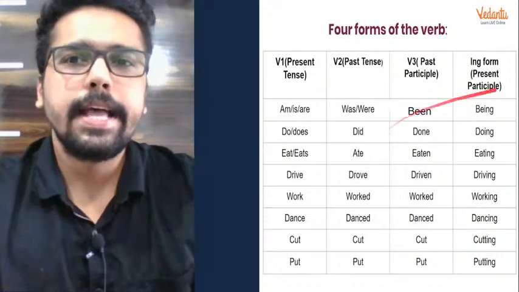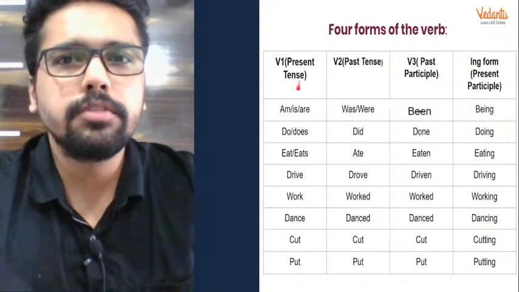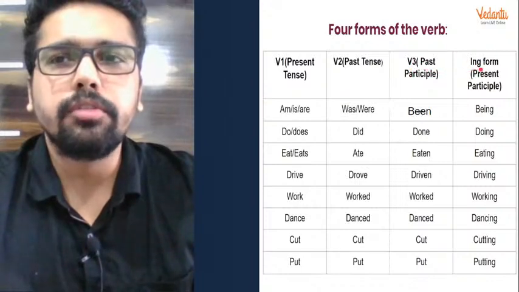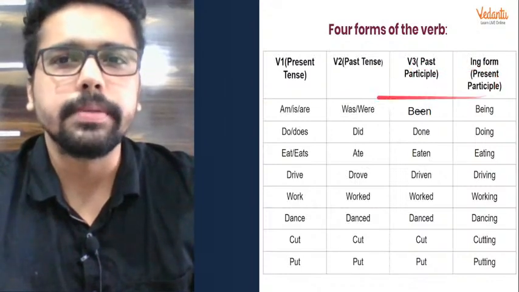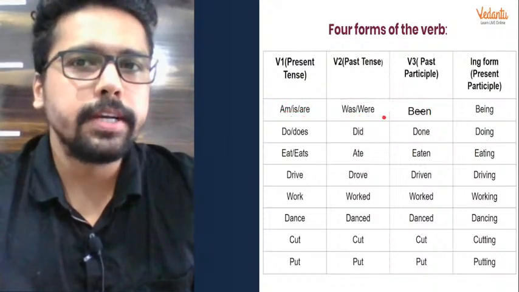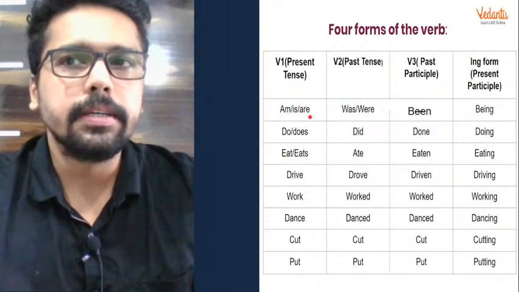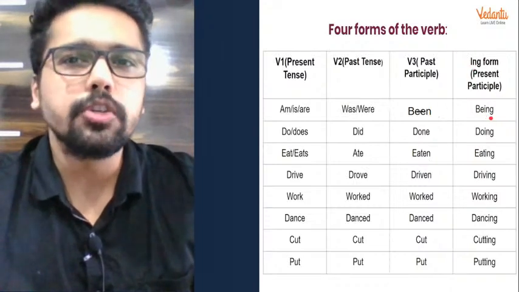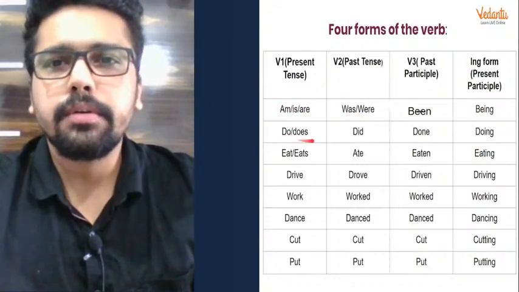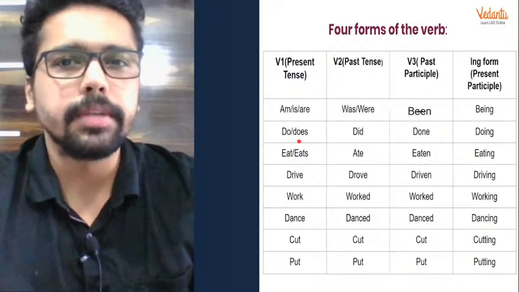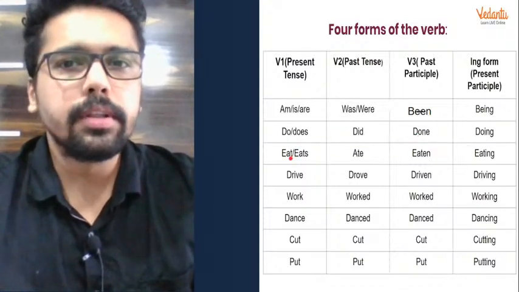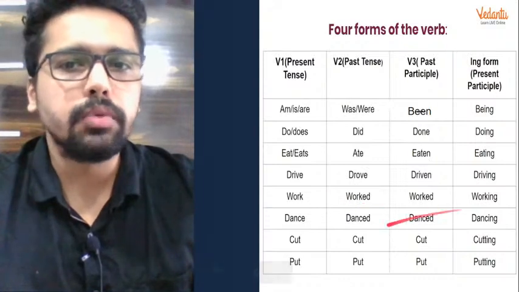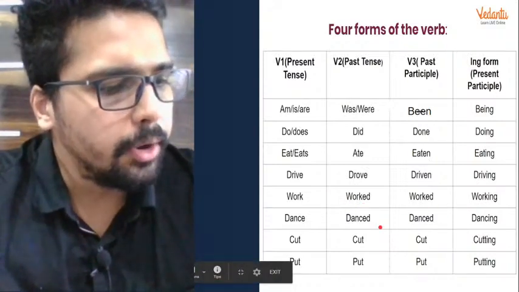But look at these four forms here. Almost all verbs in English have four forms. So V1 gives you the present tense, V2 is the past tense, V3 is called the past participle, the third form of the verb, and the fourth form, we don't call it V4, we call it the ing form, which is the present participle. So with the state of being verbs, am, is, are, was, were in V2, and the third form is been. For example, I have been a teacher. And then being, I like being a teacher. I am a teacher. I was a teacher. Now with the doing verbs, do, did, done, doing. Look at the third one. Eat, ate, eaten, eating. Drive, drove, driven, driving. Work, worked, worked, working. So these are the forms of the verb.